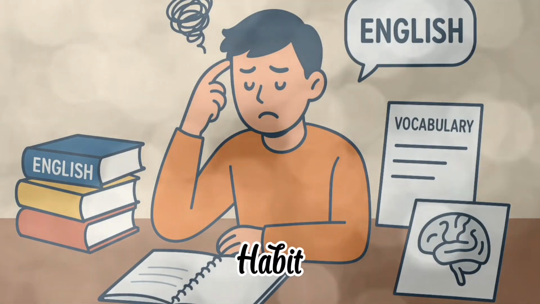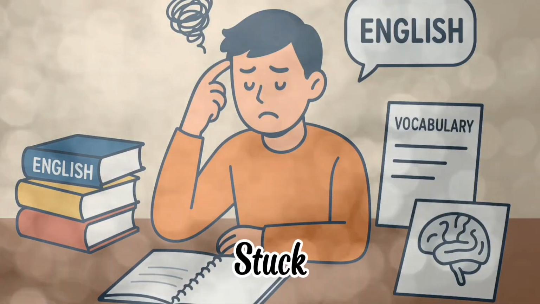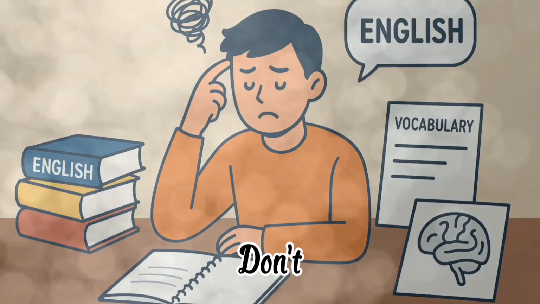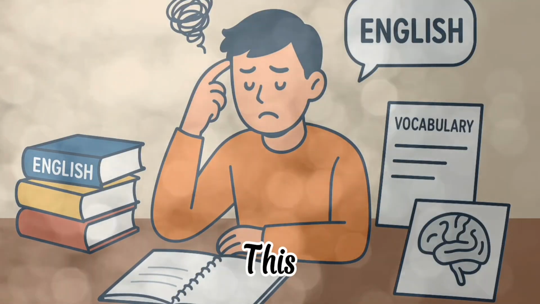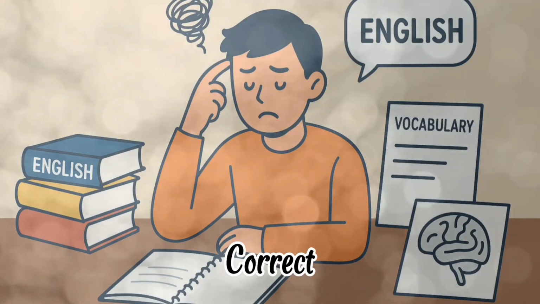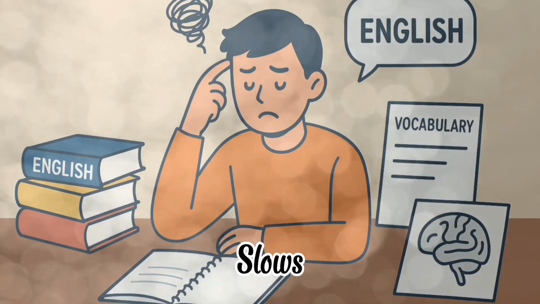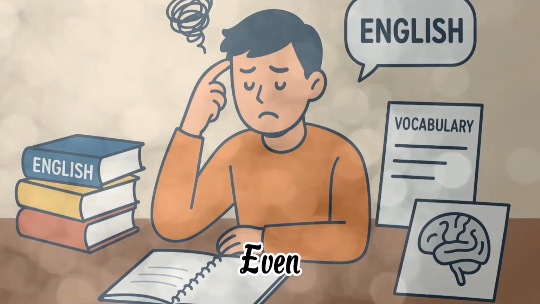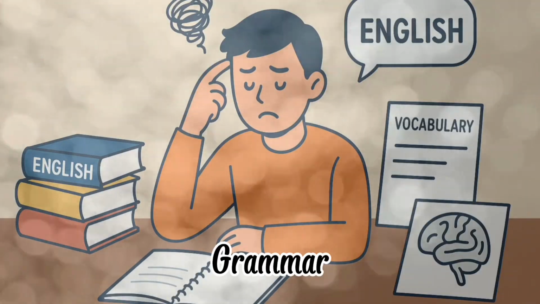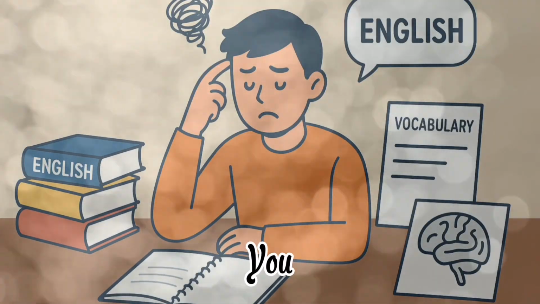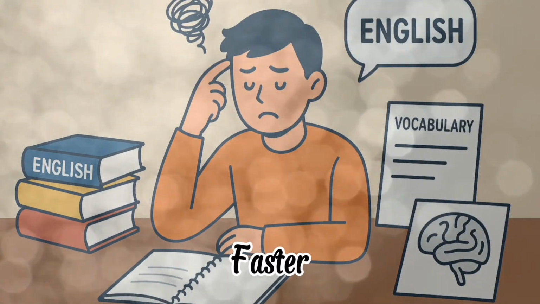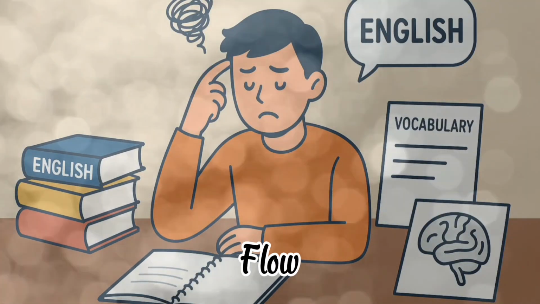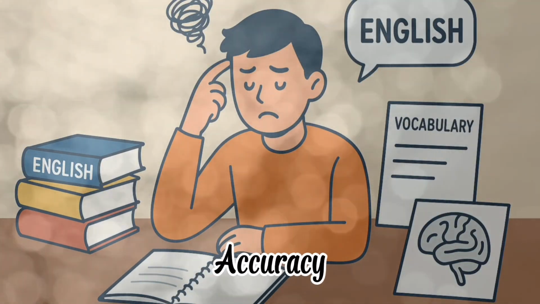Let's talk about one habit that keeps most learners stuck: thinking in grammar rules. When you start forming sentences, don't stop to ask yourself, is this the right tense, or did I use the correct preposition? That slows your thinking. Instead, speak naturally first, even if it's not perfect. Grammar can be polished later. The more you speak without hesitation, the faster your mind adjusts to English thinking. Fluency comes from flow, not from perfect accuracy.